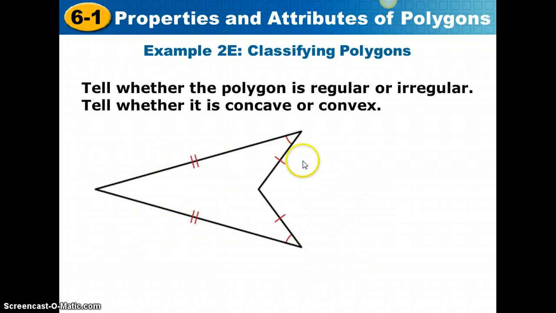In this case, we have 2 congruent angles here, but none of the other angles are congruent, so this is not equiangular, so it cannot be regular. This is irregular. And if I were to draw this diagonal, that goes to the exterior, so this is concave. Irregular and concave.